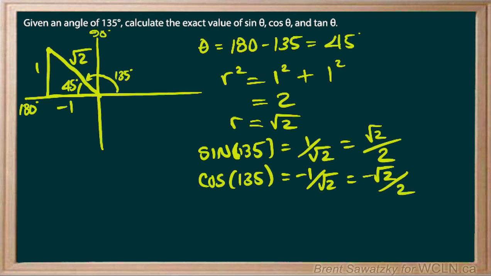Okay. And the last ratio we're looking at is tan of 135. And so the tan of that would be opposite over adjacent. So 1 over negative 1, or negative 1, and we'd be all done.